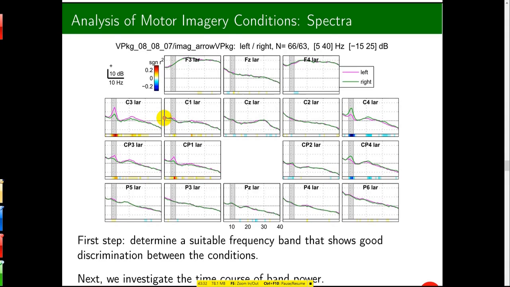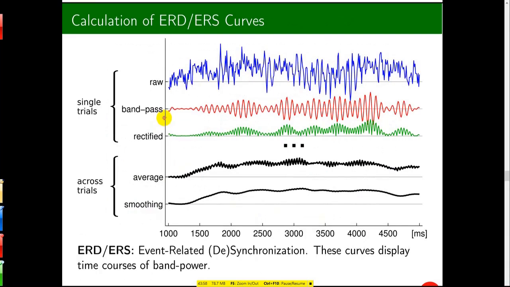Alright, so the first step is to determine a suitable frequency band that shows good discrimination between two conditions. Another question: when? Right? In time, when does this happen? Suppression or increase in the power spectrum. How do you obtain this, quantify this increase and decrease in signal power, right?